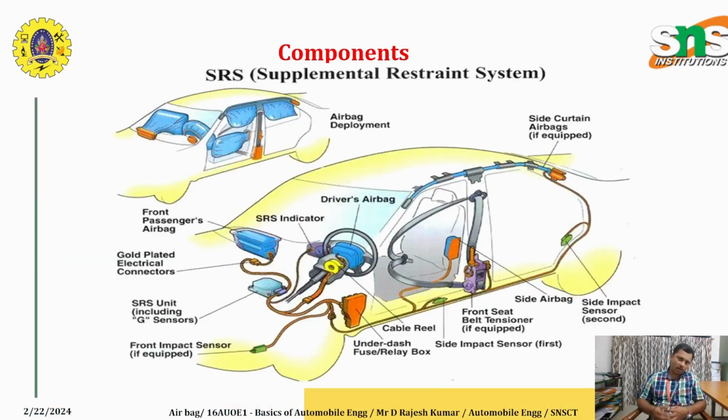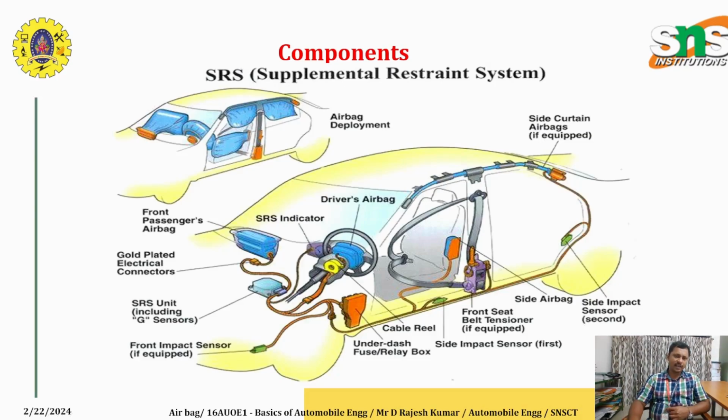The main component here is the SRS, which stands for the supplementary restraint system. You can see here in the image there are different kinds of airbags. On the top image you can see the driver airbag, the side airbag, the curtain airbag, the knee airbag. There are different kinds of airbags that are equipped nowadays.